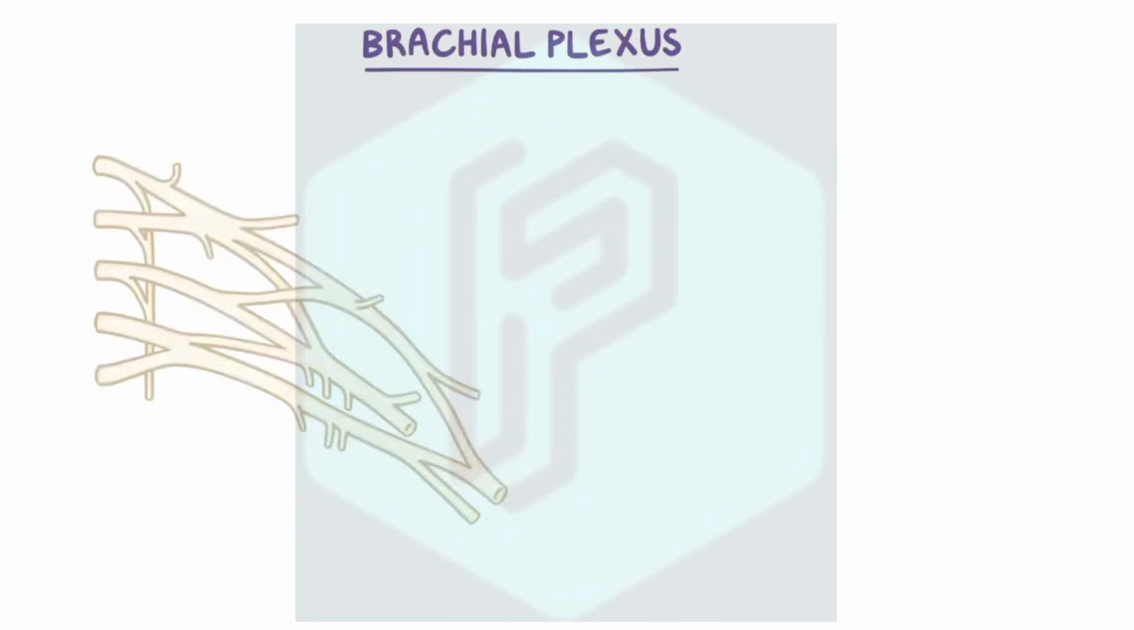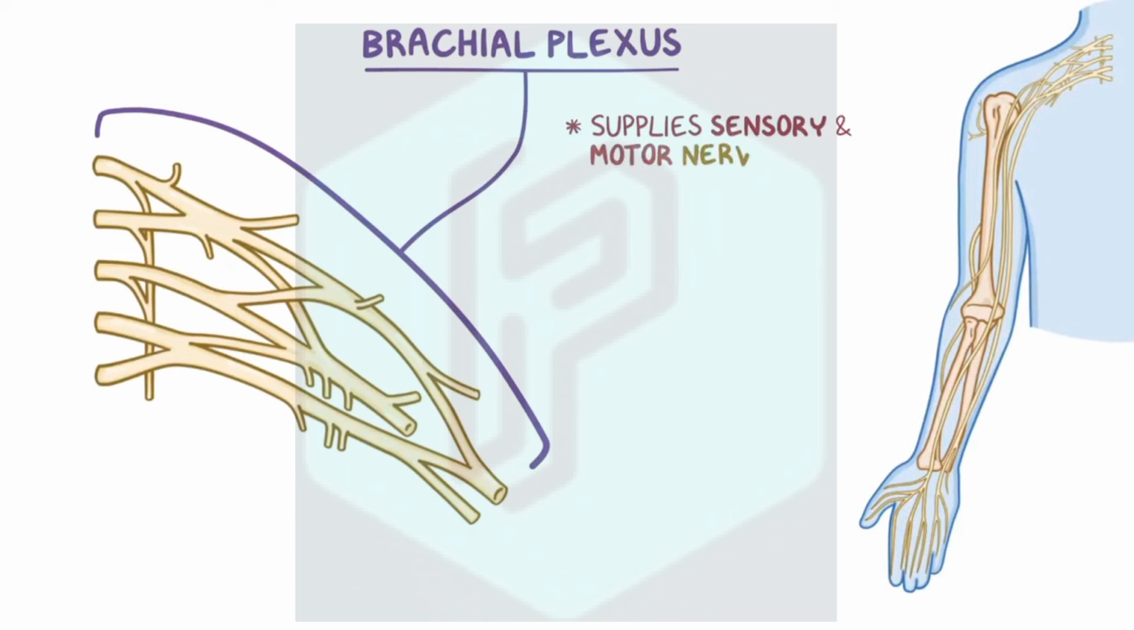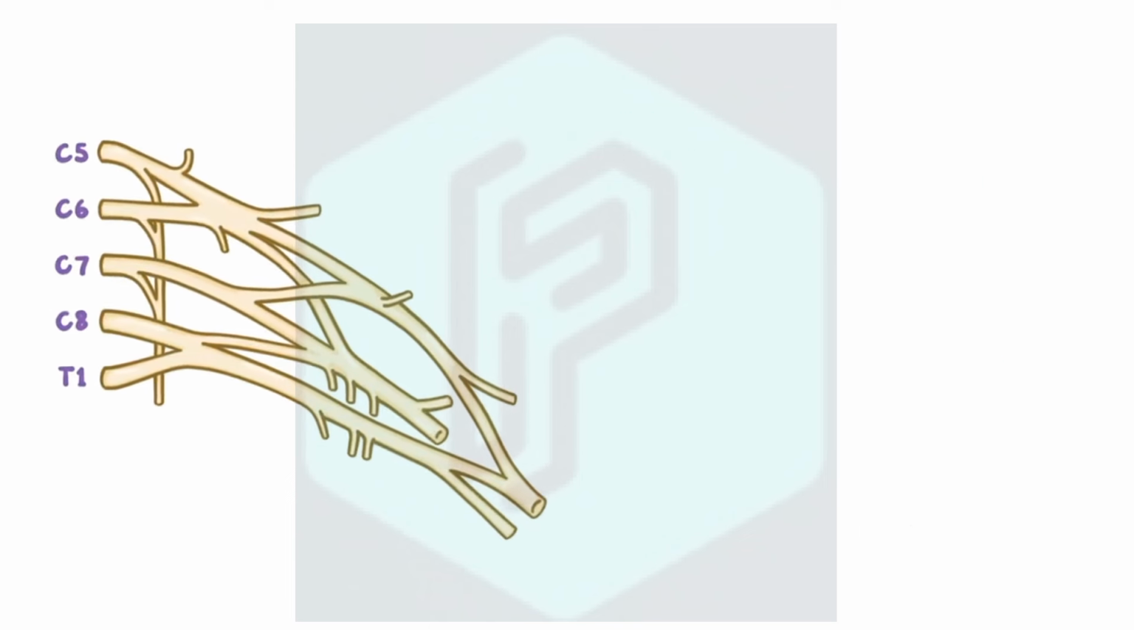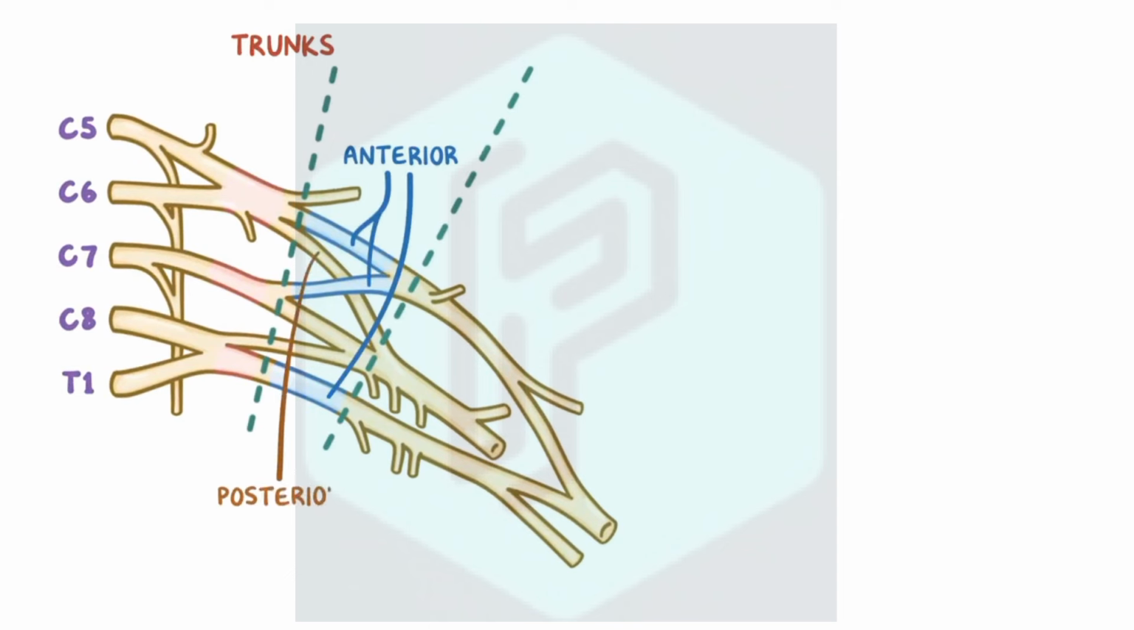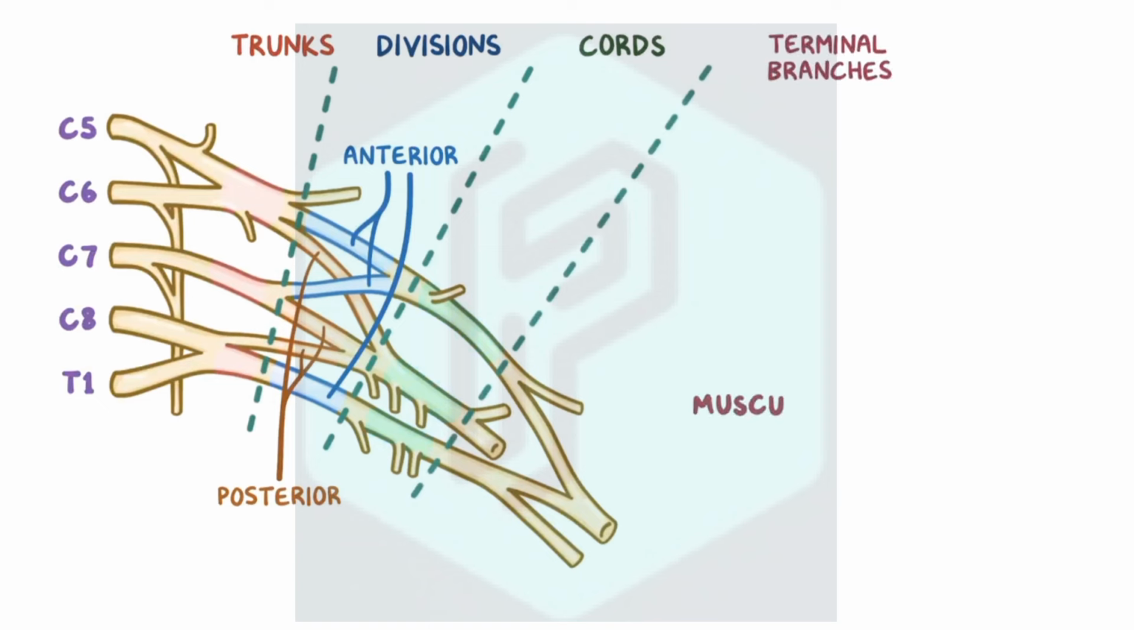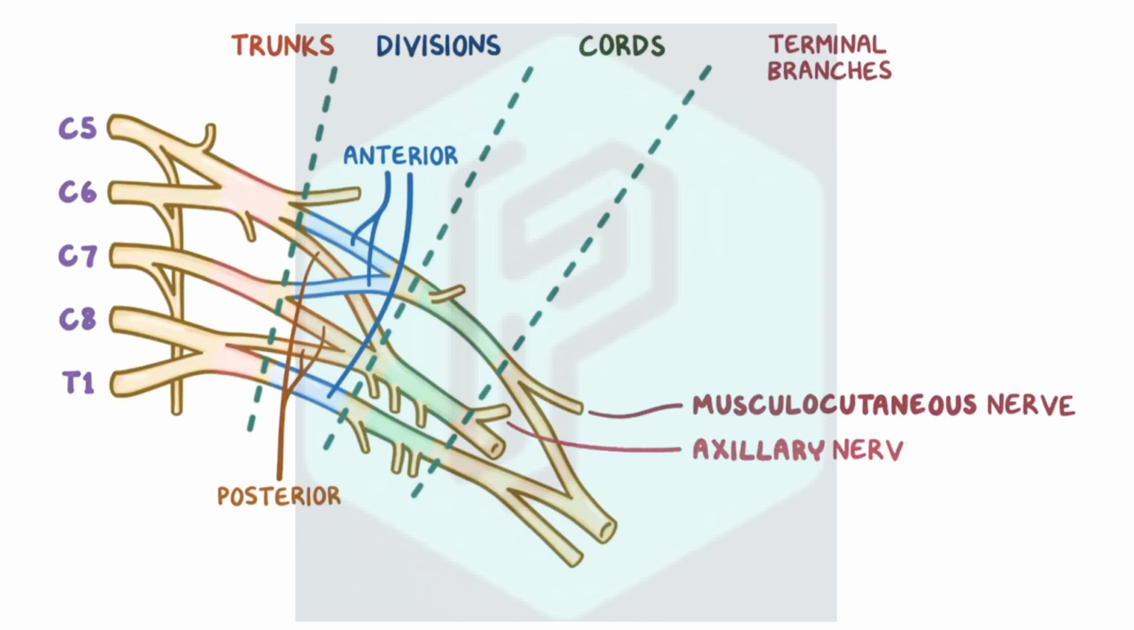The brachial plexus is a network of nerves that supplies sensory and motor nerve fibers to the shoulder, arm, and hand. The brachial plexus originates from C5, C6, C7, C8, and T1. These 5 roots combine to form 3 trunks. Each trunk splits into an anterior and a posterior division, for a total of 6 divisions, which then regroup with each other and form 3 cords. Finally, the cords divide and give rise to 5 terminal branches, which are the musculocutaneous nerve, the axillary nerve, the radial nerve, the median nerve, and the ulnar nerve.